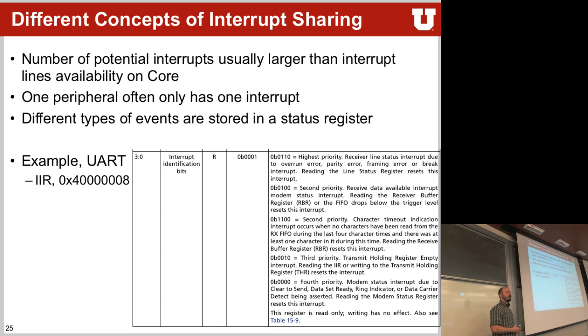So here's an example of the UART, which is the serial port on your microcontroller. The interrupt status register is at this particular location, and it has bits number 3 through 0, which will be a certain number. And this number will identify what caused the interrupt. So, for example, the highest priority one is the receiver line status interrupt due to an overrun error. So you received 2 bytes in your receiver buffer without you having read the first. So you had an overrun on the buffer. That's the highest priority one. Then this number can be a bunch of other different signals for different types of interrupts from your UART.